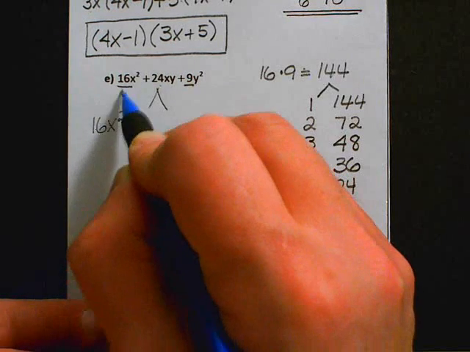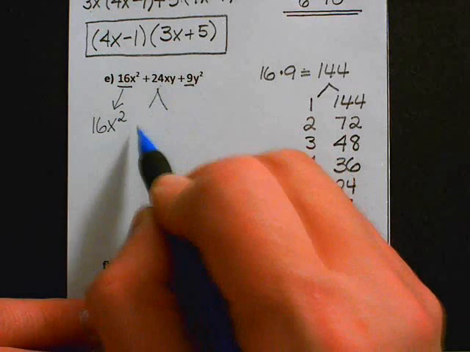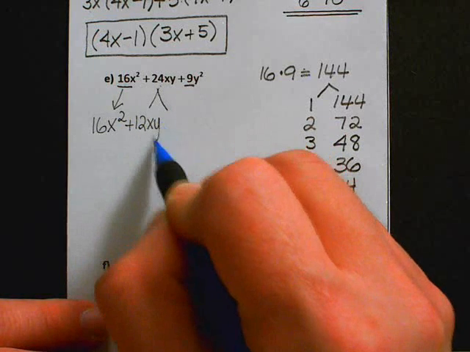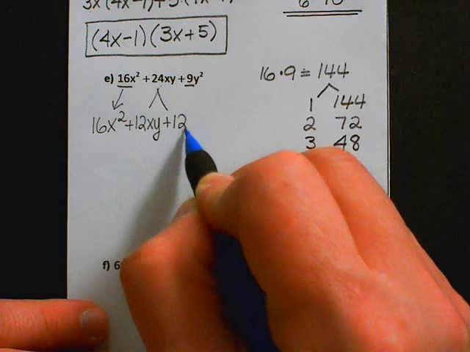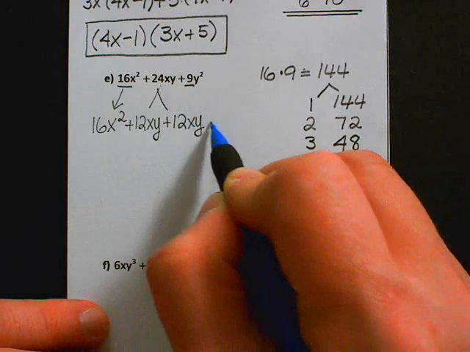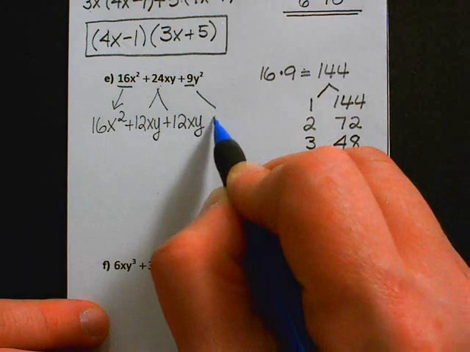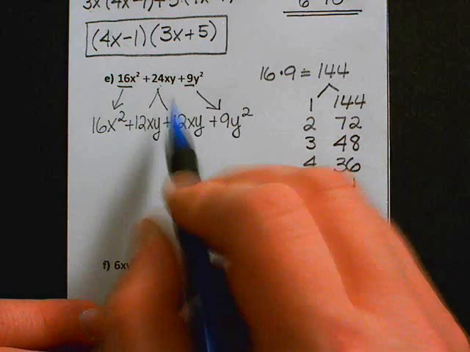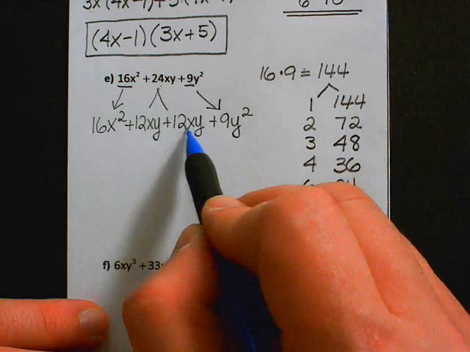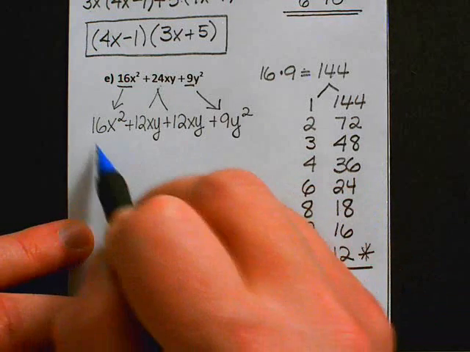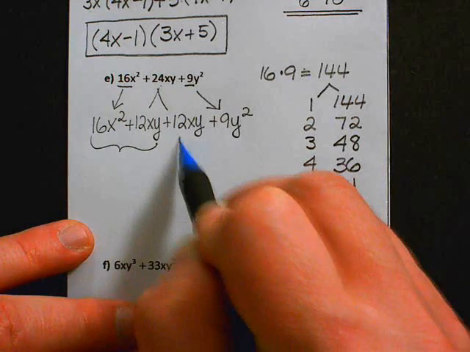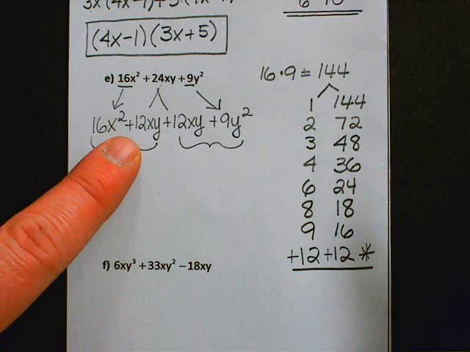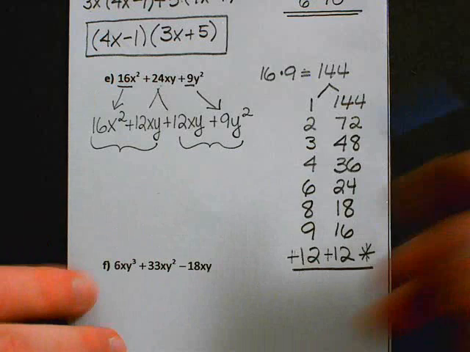So I'm ready to come over here and substitute or break it down. So I copy the first term. I split the 24 as 12xy plus 12xy, and I bring down the positive 9y squared. And notice that here is xy, so I put xy and xy. Alright, let's group the first two and then the last two.